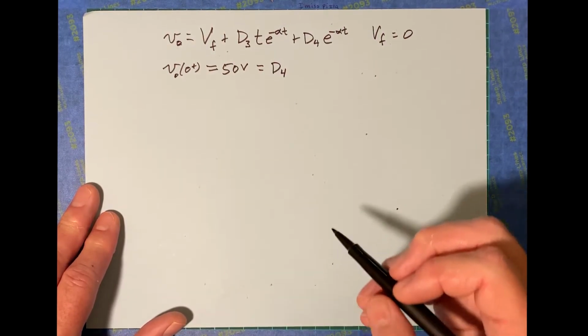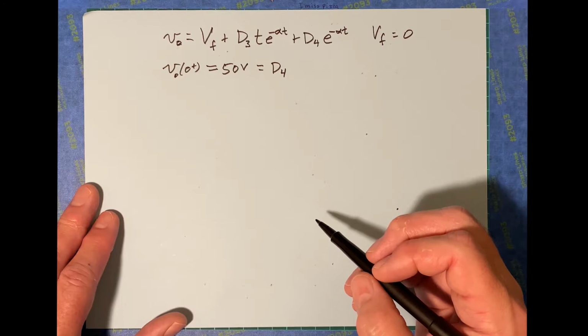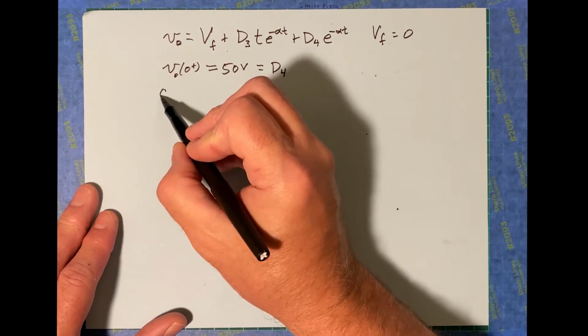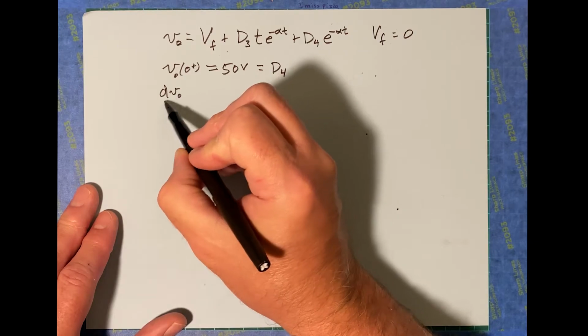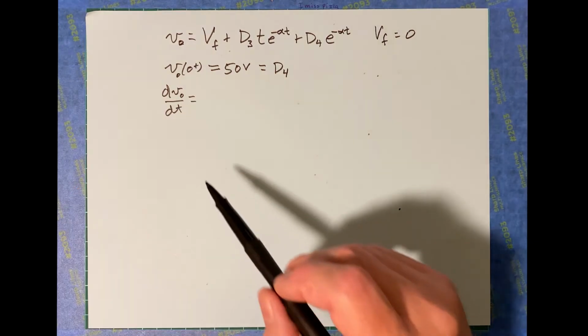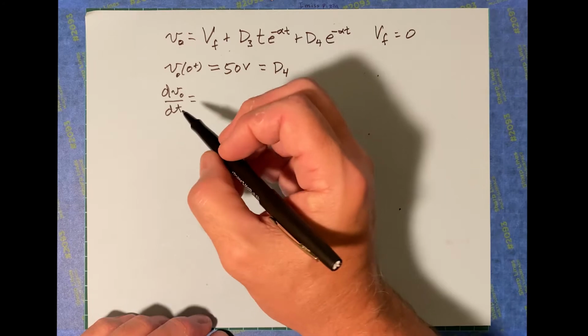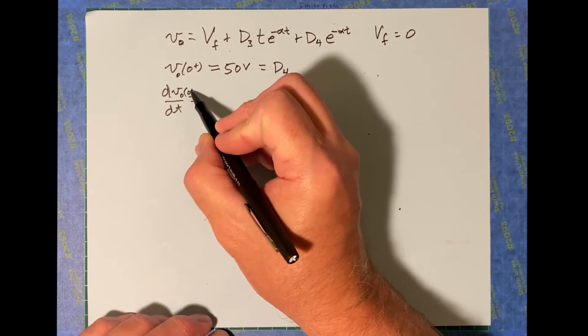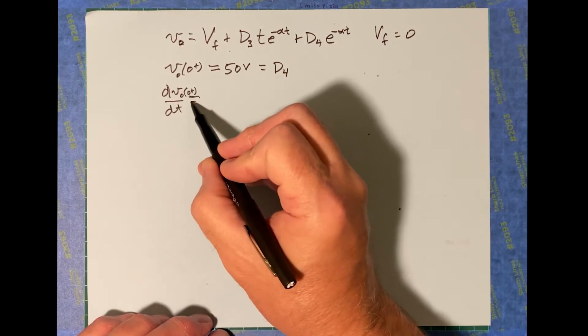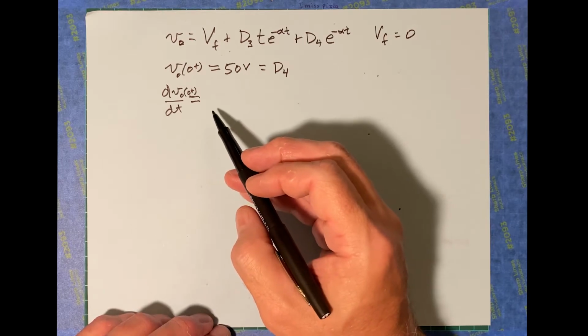All right, the next thing is we probably need the derivative involved here, dv naught dt. This dv dt evaluated at 0 plus isn't going to be 0.